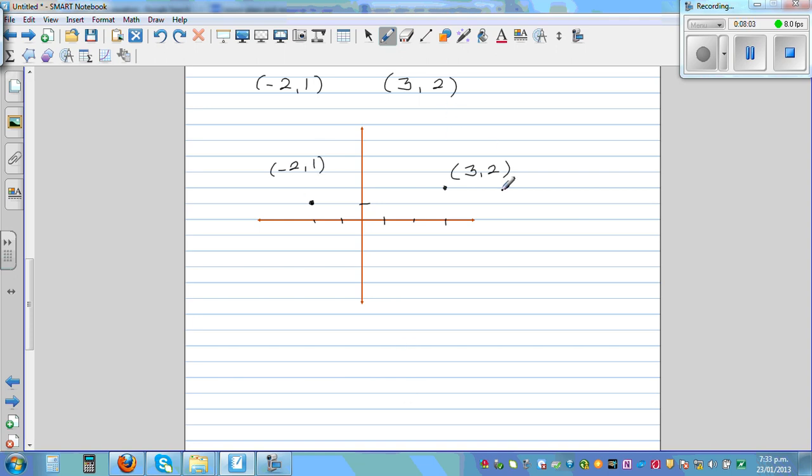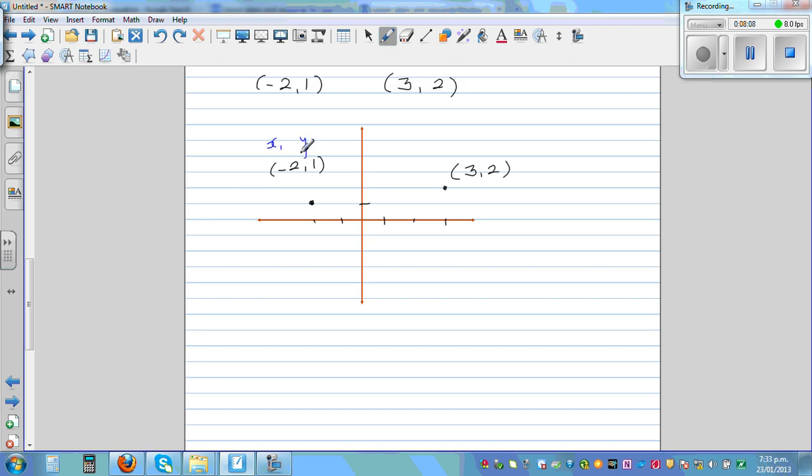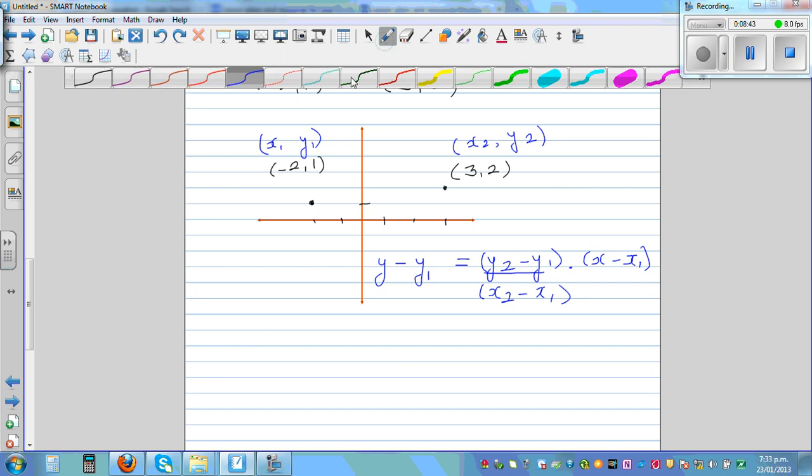So let's use the formula. Let's define this as x1, y1, and this is x2, y2. If you know the formula, you just have to apply it. So let's write the formula: y minus y1 is equal to y2 minus y1 over x2 minus x1 times x minus x1. This will directly give you the answer. So just substitute the values.